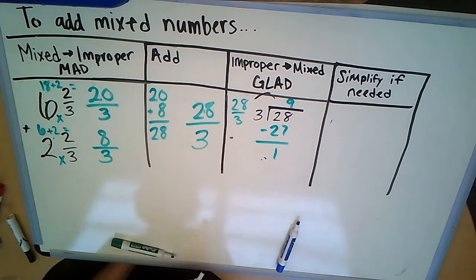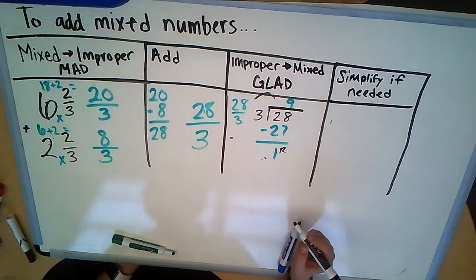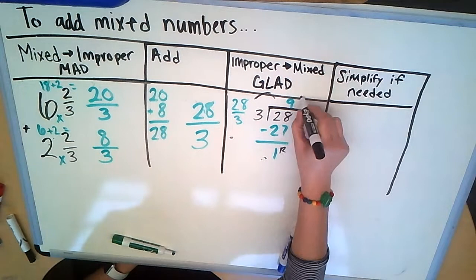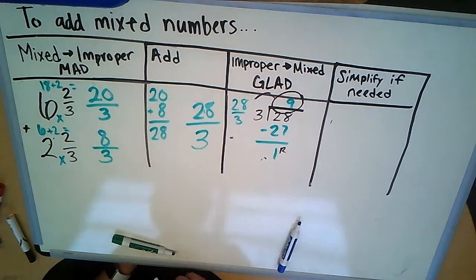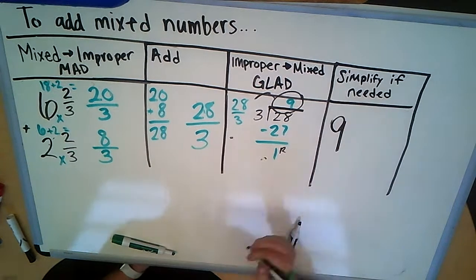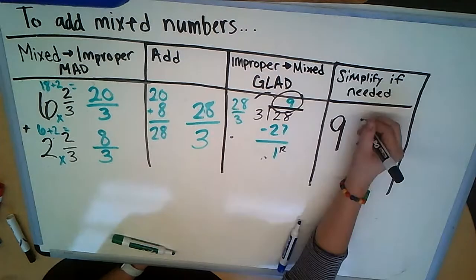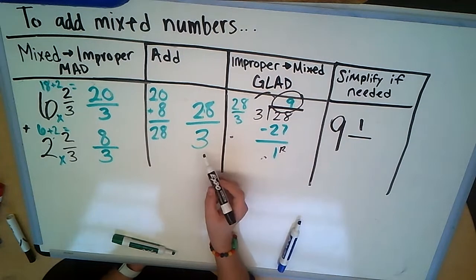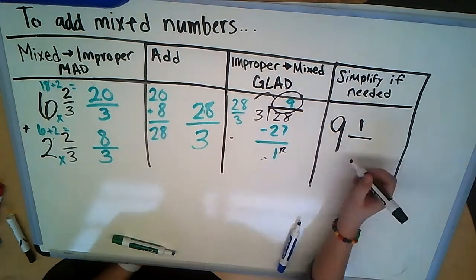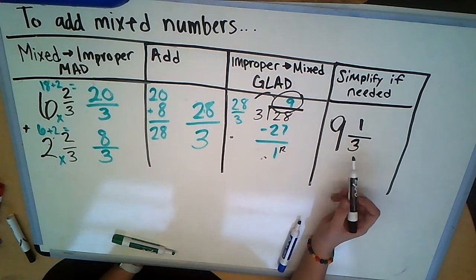Remember, our leftover is called a remainder. Okay, and our top whole number, we're going to circle that. So our new number is going to be 9. Right here is the new numerator, 1, and the denominator is 3. So we are going to have the new answer as 9 1/3.